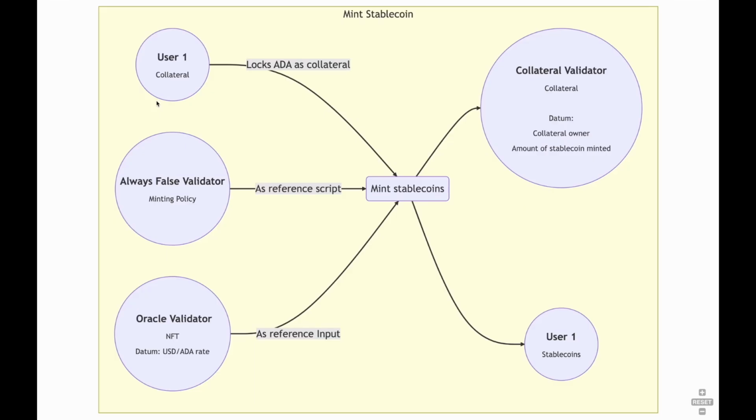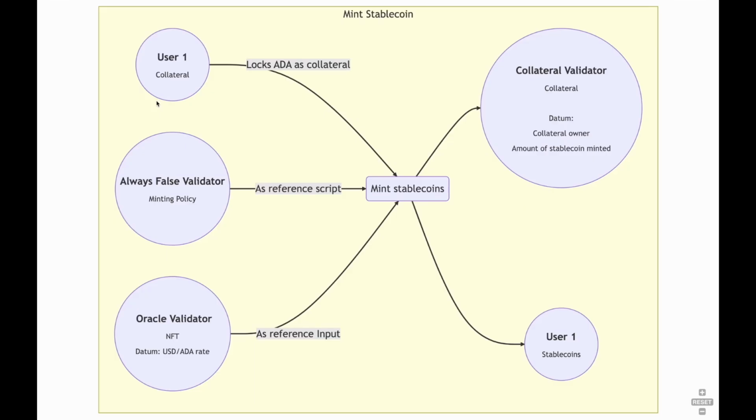So to make a concrete example, let's just say the oracle says that 1 ADA is worth $1, and the developer has chosen 150% as the minimum collateral. So if the user wants to mint, for example, 100 US dollar coins, then they must lock at least 150 ADA, which would be worth $150 in this case, as a collateral.